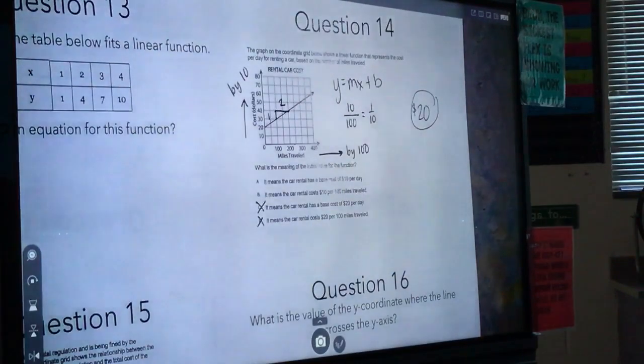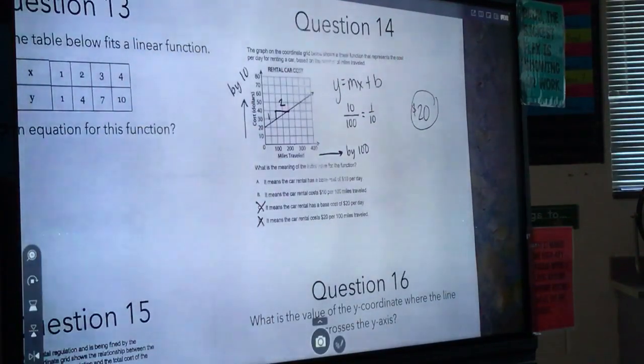So if the car rental goes up $10 per 100 miles, it goes up by 10 every time it hits 100 miles. I mean, might not necessarily be the right one, but I like your explanation the best. It makes the most sense.